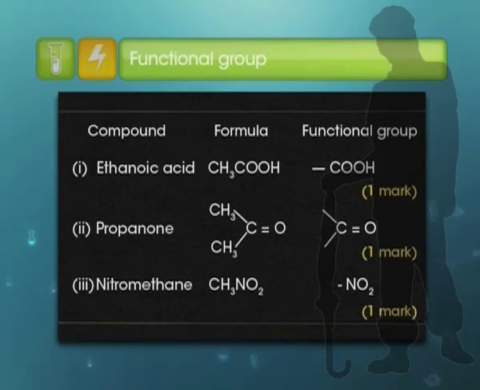The formulae of the given compounds are shown on the screen. The functional group present in ethanoic acid is carboxylic acid. In propanol, the functional group is a ketone, and that in nitromethane is a nitro group.